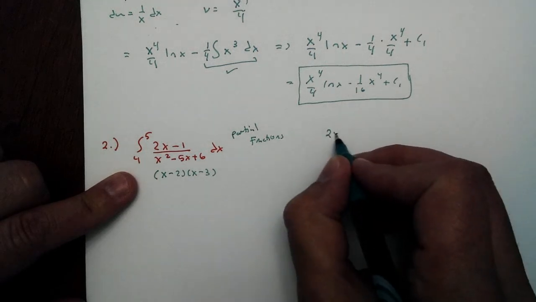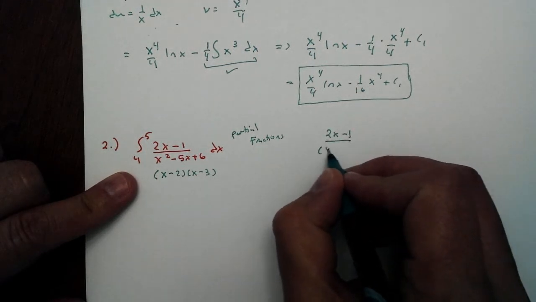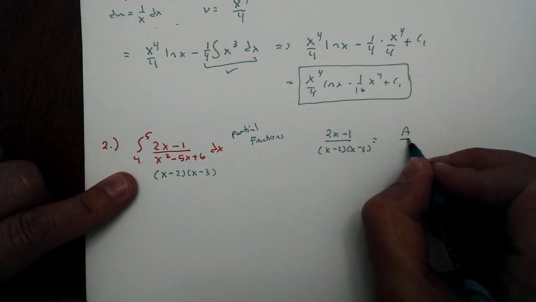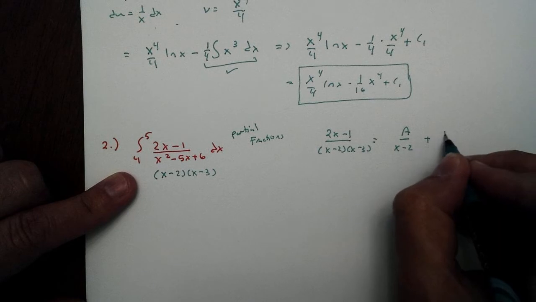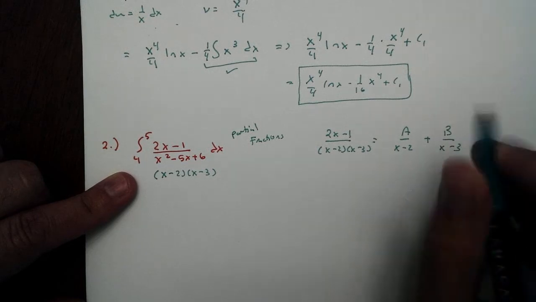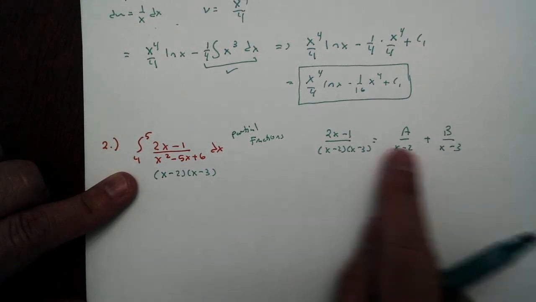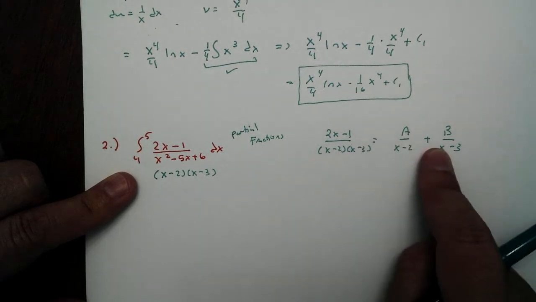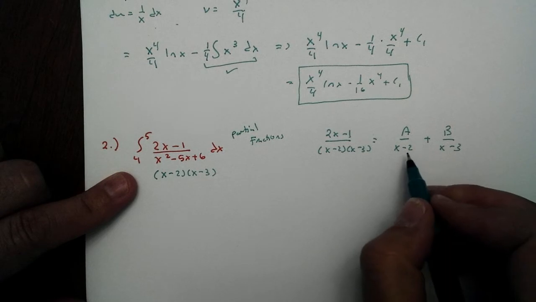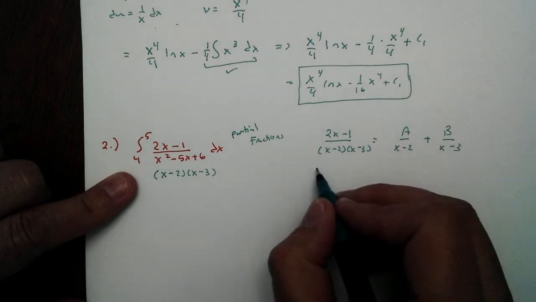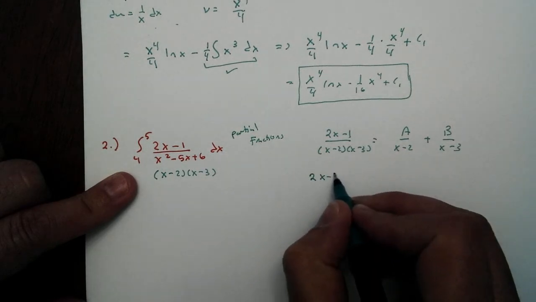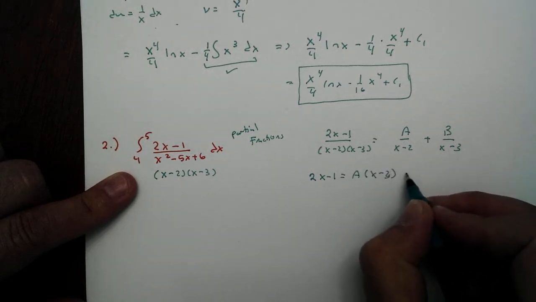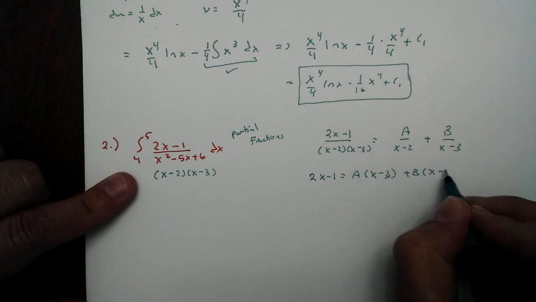So if I do my partial fraction over x minus 2, x minus 3, that's going to become A over x minus 2 plus B over x minus 3. If you forgot how to do these, take a look at one of my other videos. They're amazing, I must say so myself. Alright, so I'm going to multiply by my LCD, which is x minus 2, x minus 3, and that's going to give me 2x minus 1 equals A times x minus 3 plus B times x minus 2.